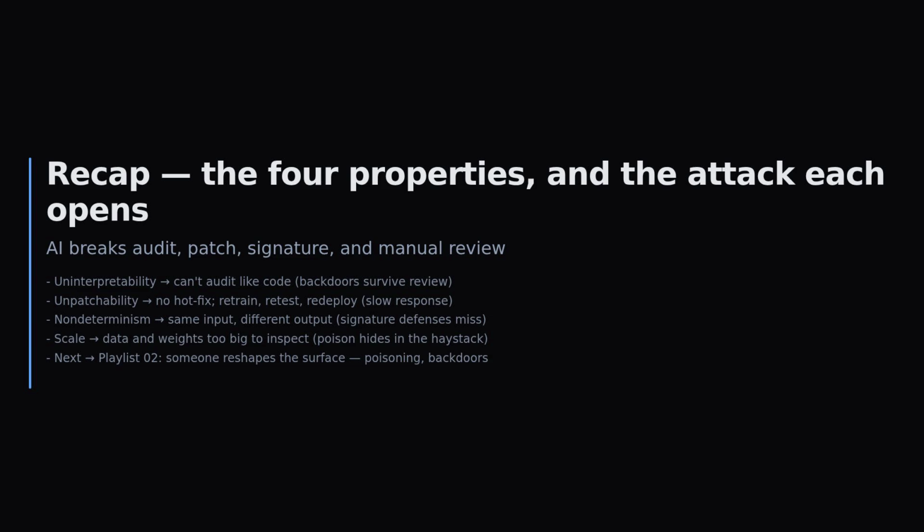4 properties. Uninterpretability defeats audit, so a backdoor can pass review. Unpatchability defeats the hotfix, so response is slow. Non-determinism defeats signatures. Scale defeats manual inspection, so poison hides in the haystack. That's why AI needs its own defenses. Next, someone reshapes this surface on purpose. Break it on the board, not in prod.